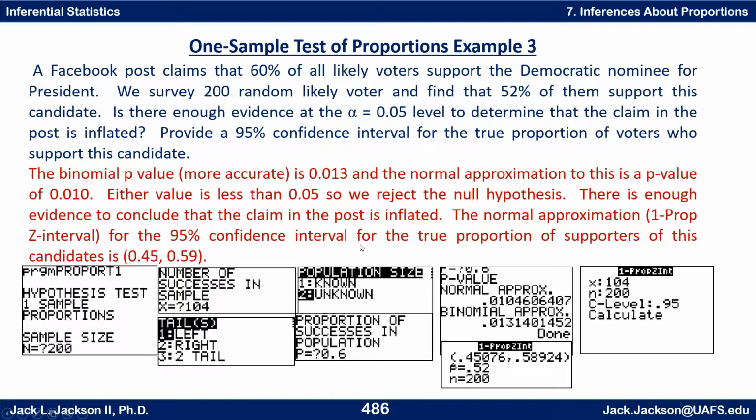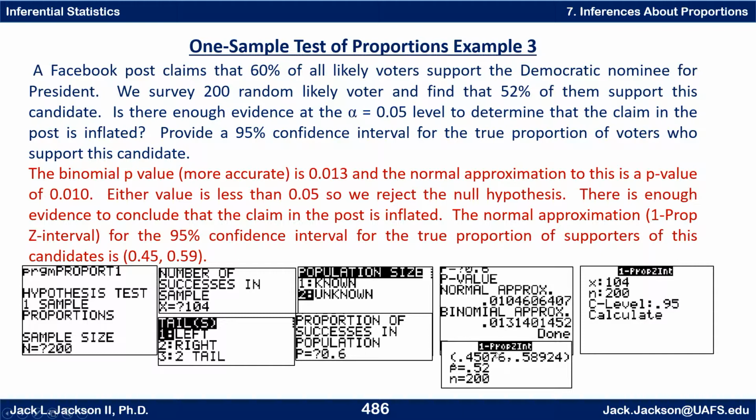So then you give it the proportion of successes in the population according to the null hypothesis, which is 0.6, and the p-value then is returned. This is the normal approximation version, 0.010, and the better binomial approximation, which would be very close to the true hypergeometric distribution, is 0.013. Notice those are pretty close here. Sample size is 200, so both np and nq are going to be pretty large here, larger than 30. So you can expect these to be pretty close to each other.